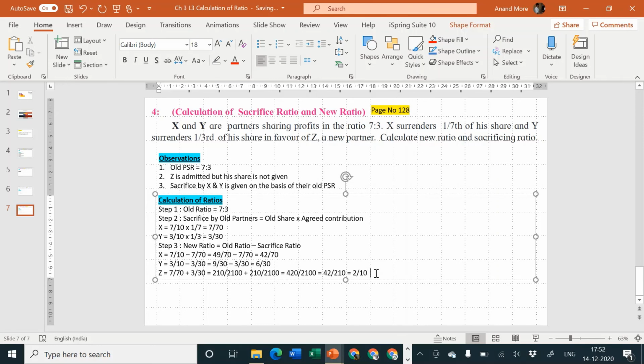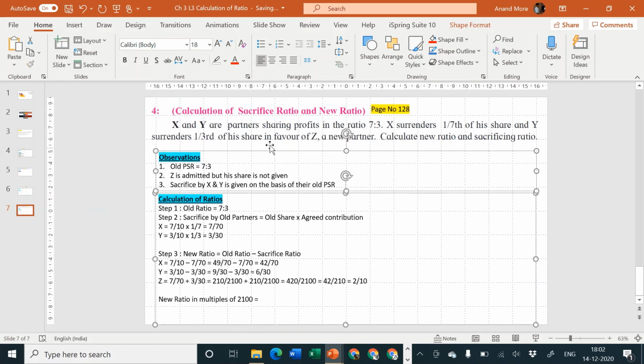New ratio for all the partners in multiples of 2100, because I want to consider everything with the same denominator. So new ratio in multiples of 2100 will be, let me just write down, what is the new ratio of Mr. X we have considered? The new ratio of X considered by us is 42 by 70. I hope you can see it here.